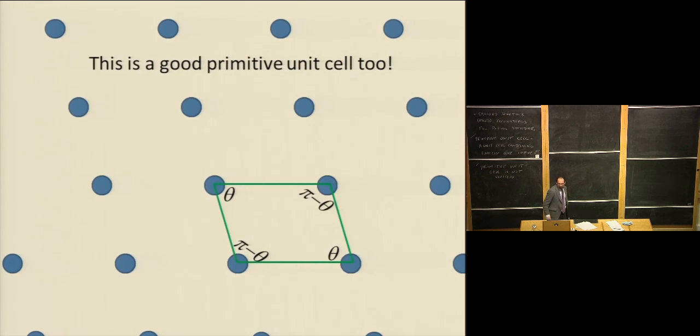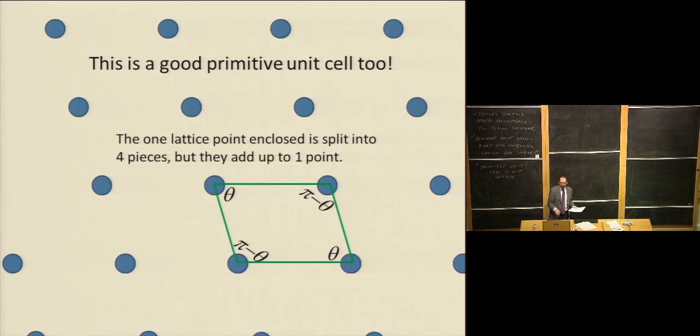One should be warned that something like this is also a good primitive unit cell. And that's a little less obvious that it contains exactly one lattice point. But you have to think about the things that are partially enclosed in the unit cell, like this guy, as only counting as theta of the full circle. And this one counts as theta of the full circle. This one is pi minus theta of the full circle. This is pi minus theta of the full circle. And if you collect all those pieces of the lattice point and put them together, you'll get the full 2 pi. Okay? So it's one lattice point, but it's broken up into 4 pieces.